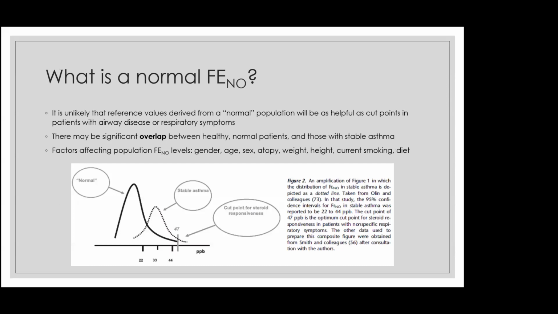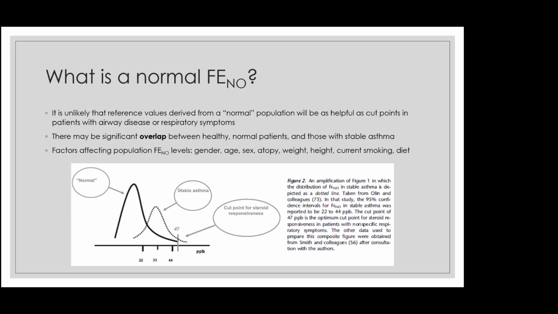What is normal FeNO? Well, it's unlikely that reference values derived from a normal population will be as helpful as specific cut points in patients with airway disease or respiratory symptoms, because there may be significant overlap between healthy patients, normal patients, and those with stable asthma. Factors affecting the population FeNO levels include gender, age, atopy, weight, height, current smoking, and diet.